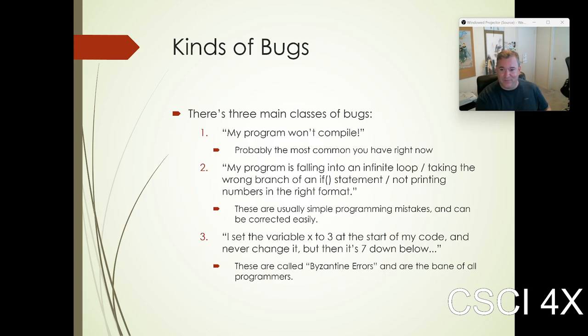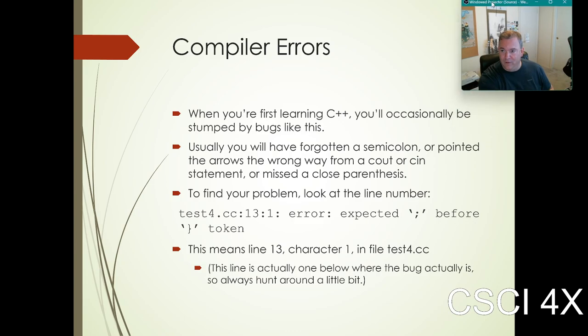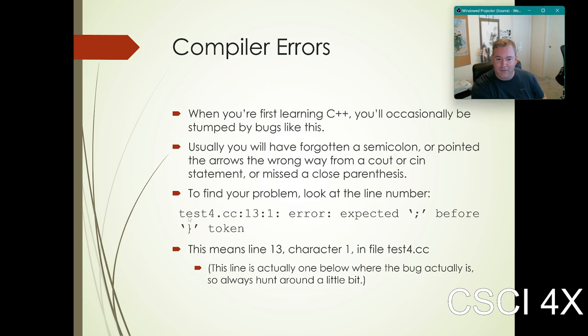We'll start with the easy ones. So we're going to start with compiler bugs. As a really basic overview, when you get a compiler error, it looks like this: test4.cc, colon 13, colon 1.